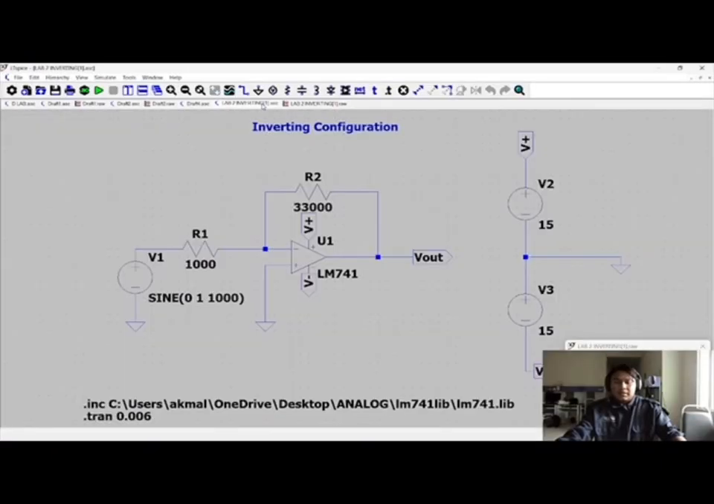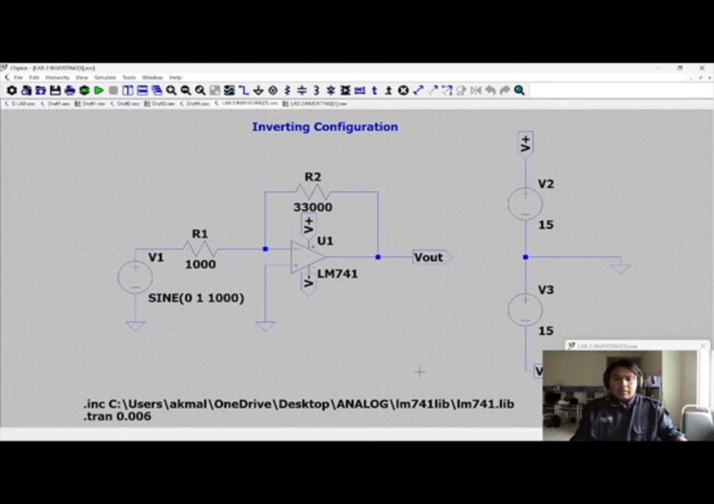So today I will be presenting the inverting amplifier. First, with the inverting amplifier, we have R1 and R2, where the values are 1000 and 33,000, with the input of 1 volt with 1000 sine wave, 1 hertz.